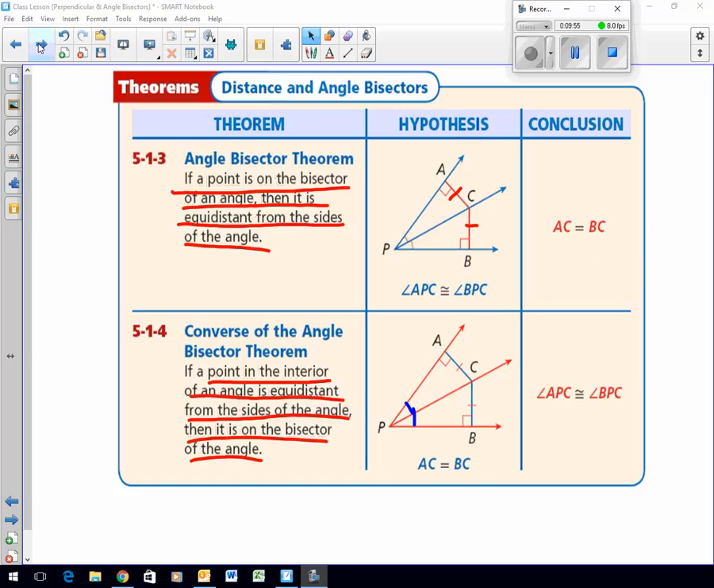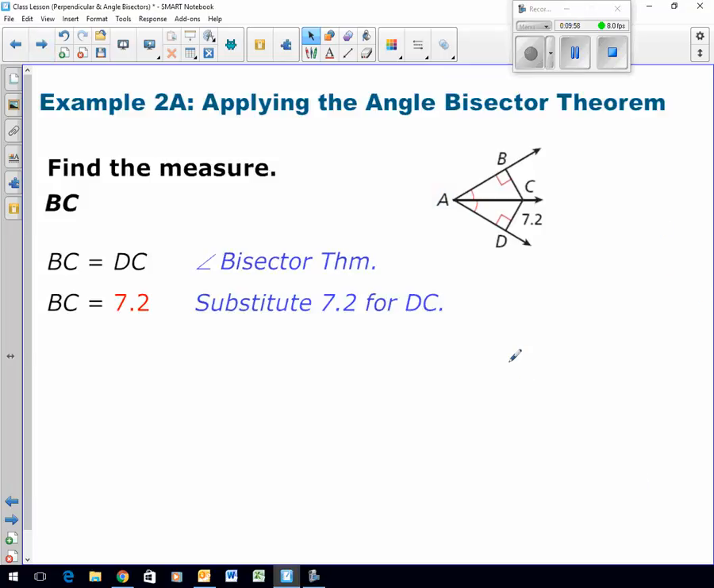Okay, let's see this in action here. Find the measure of B to C. Miss McCleary, do I have an angle bisector here? How would I know if I have an angle bisector? What would an angle bisector do? What?